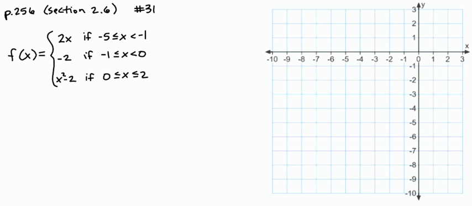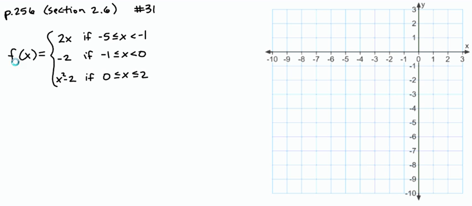Okay, here we go. This is problem number 31 from page 256, and we are graphing a piecewise function. So we have the piecewise definition of the function. It has three pieces. And on this top piece, f of x equals 2x, we know that is a line with a slope of 2.